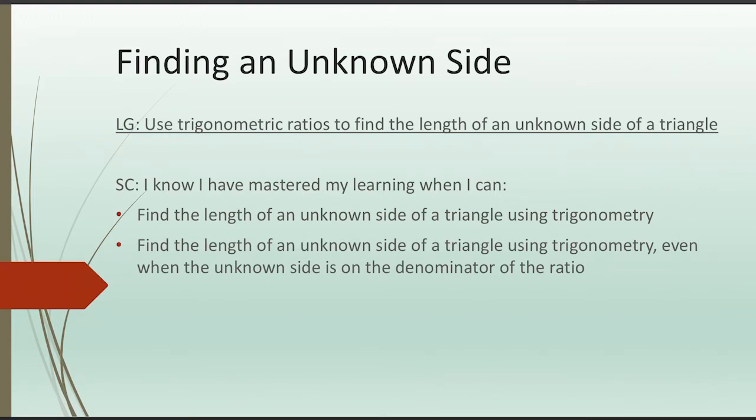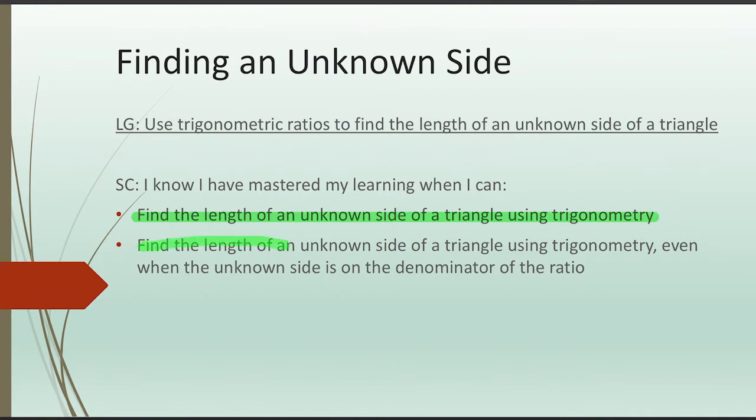This time we're going to be putting into practice what we learned in the last lesson about using the calculator in trigonometry, and we're going to use that to find unknown sides. It's a fairly straightforward process. There's just going to be two slightly different methods. We're going to just be basically finding the length of an unknown side of a triangle.